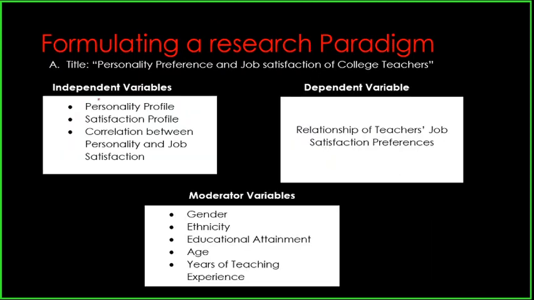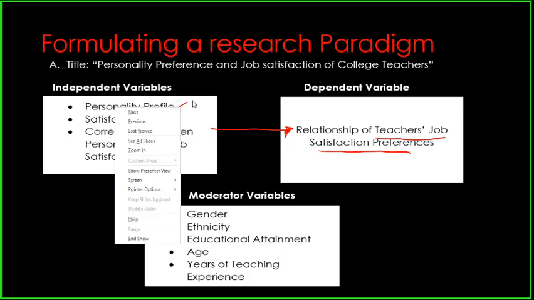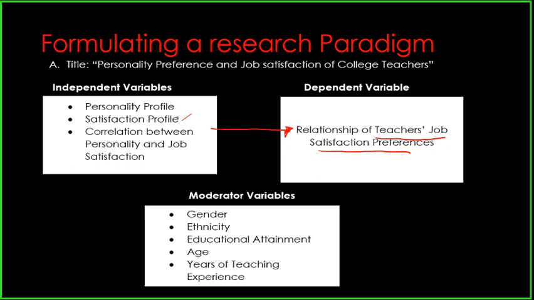Ayun. For example, these are your independent variables. Okay? And that's your dependent variable. You want to analyze the relationship of teachers' job satisfaction preferences. Okay, so what are your independent variables? Siyempre, you have your personality of the teachers, okay? You have the satisfaction profile and the correlation, okay? Sometimes, this correlation, since it is already a relationship, siya actually yung nandito sa gitna. The relationship, okay, of these variables.